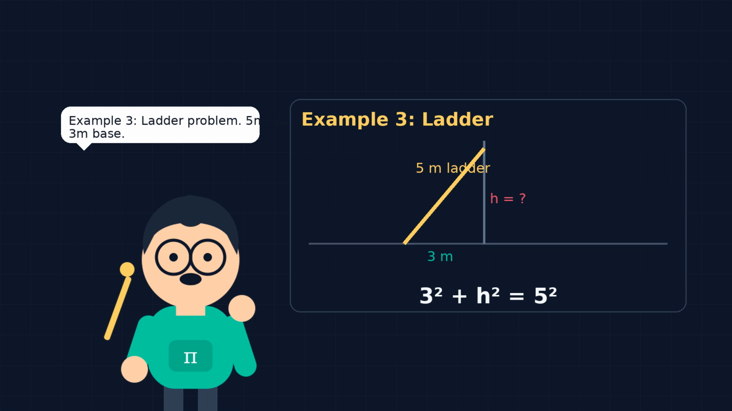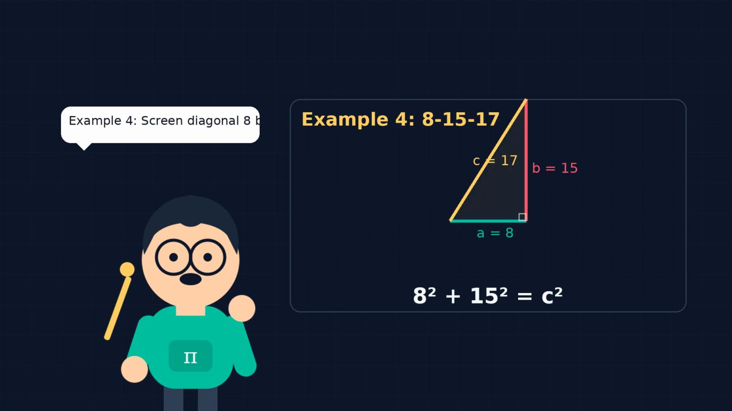Example 3, a real-world problem. A 5-meter ladder is leaning against a wall. The base is 3 meters from the wall. How high up does the ladder reach? This is a right triangle. 3 squared plus h squared equals 5 squared. 9 plus h squared equals 25. H squared equals 16. H equals 4 meters. Always check your ladder angle. Stay safe.